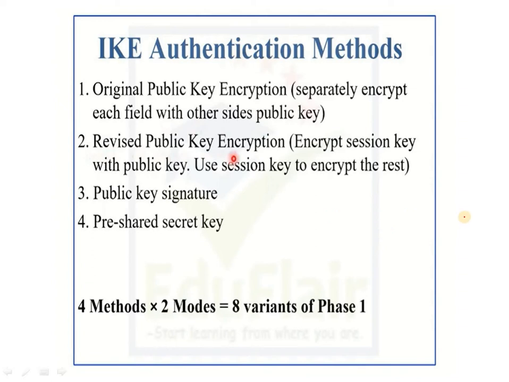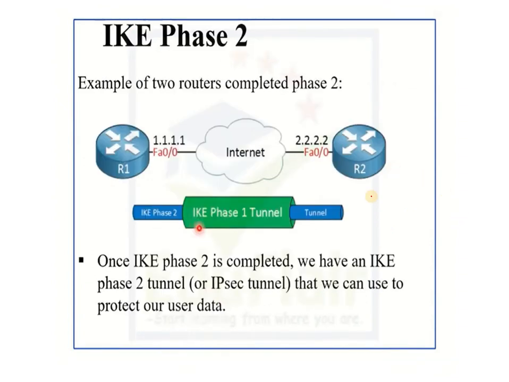Now let us see phase 2. As I told, phase 2 uses the result of phase 1. You can see here, this is the phase 1 tunnel, the IKE phase 1 tunnel established in phase 1. For that, we will add the phase 2 tunnel. Once IKE phase 2 is completed, we have the IKE phase 2 tunnel.